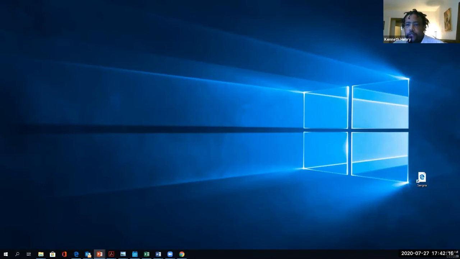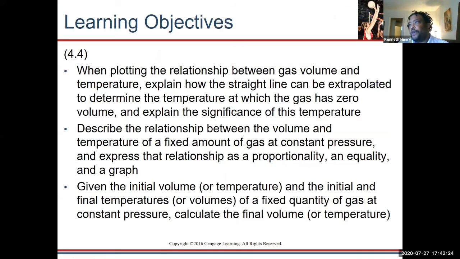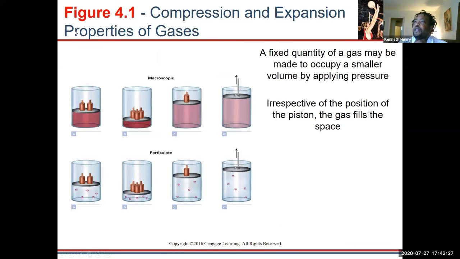Okay, now we're talking about gases. Let me give you the properties of gases real quick. One of the properties of gases is that they can be expanded or compressed. So that basically means this is what a gas kind of looks like.